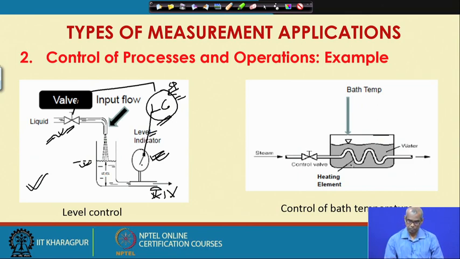Another example is the control of bath temperature. So, we are talking about a water bath here. There is a steam coil passing through this water bath. By controlling or manipulating the steam flow rate, I can control the temperature of the water in the water bath. So, the purpose here is to change or manipulate the steam flow rate so that the temperature of the water bath remains at desired level.